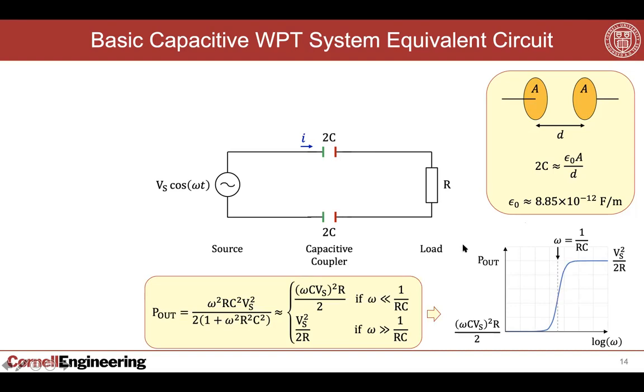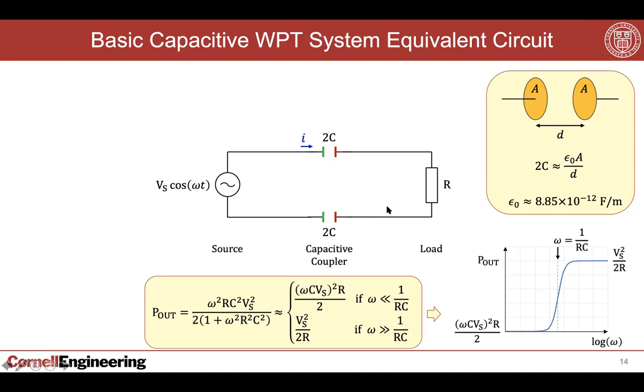But first, let's talk in terms of, if we want to deliver power now to this load, what do we have to do? Well, you can use phasor analysis to get a formula for how much power you would deliver to the load, which here is modeled as a resistor. And you're essentially in one of two regimes. Either you're operating at a frequency that's really high, so that your capacitive coupler essentially looks like a short circuit, right?